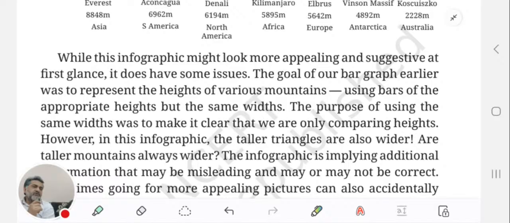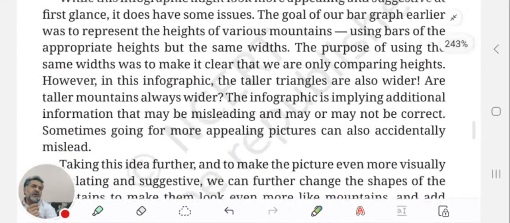The purpose of using the same widths was to make it clear that we are only comparing height. However, in these infographics, the taller triangles are also wider. Are taller mountains always wider? The infographic is implying additional information that may be misleading and may or may not be correct.